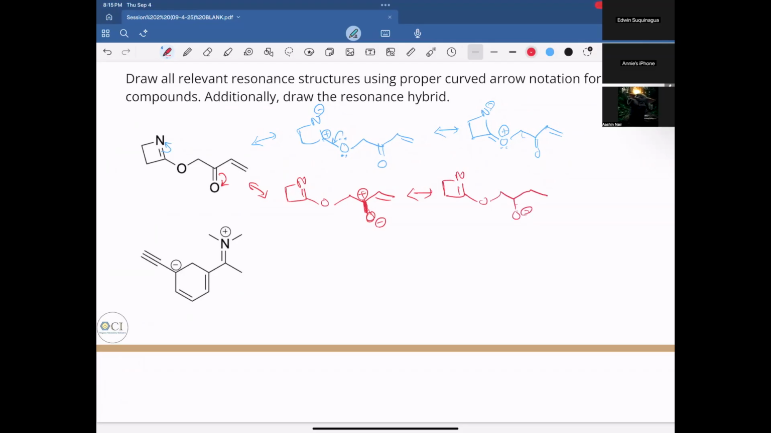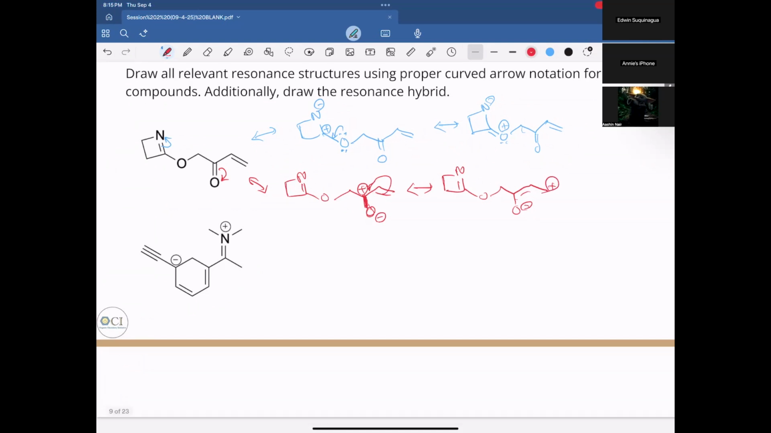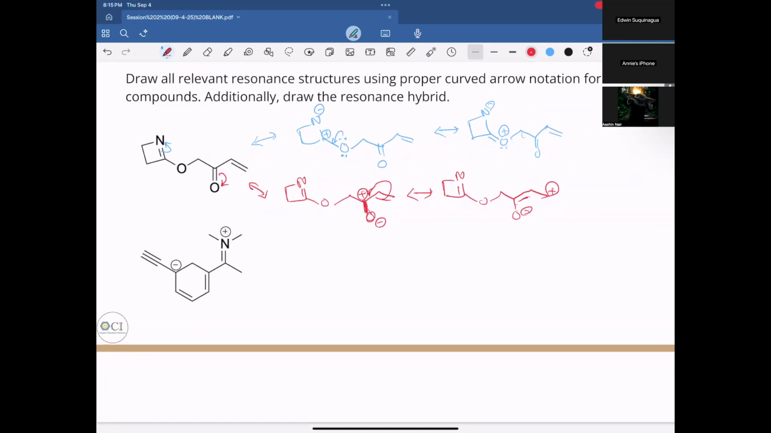So minus, plus like this. All right, so I think these are all the resonance structures that we can get. For this part, you can also try combining these two arrows. Maybe you can try doing it like this, like this. You can also do that. Both are fine.